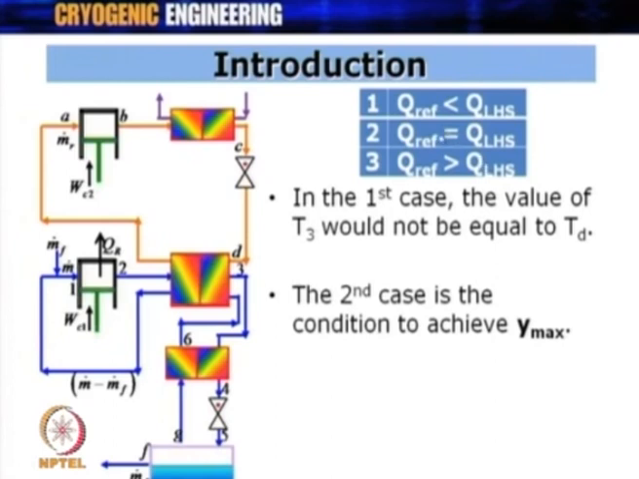In the second case, when QREF is equal to QLHS, what we achieve is a temperature at point 3 equal to TD. That means, based on the second law of thermodynamics, the lowest temperature that is possible at point 3 is equal to the temperature at point D, which in that case is equal to the boiling point of the refrigerant at the suction pressure, the pressure after the expansion of the refrigerant here. And therefore, in this case, we achieve the lowest possible temperature at point 3, and the yield you get is Y max. We have talked about this in the earlier lecture.